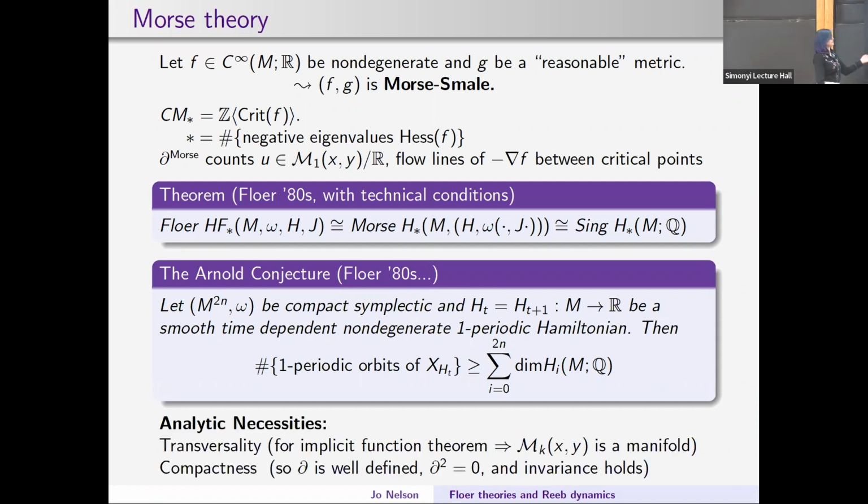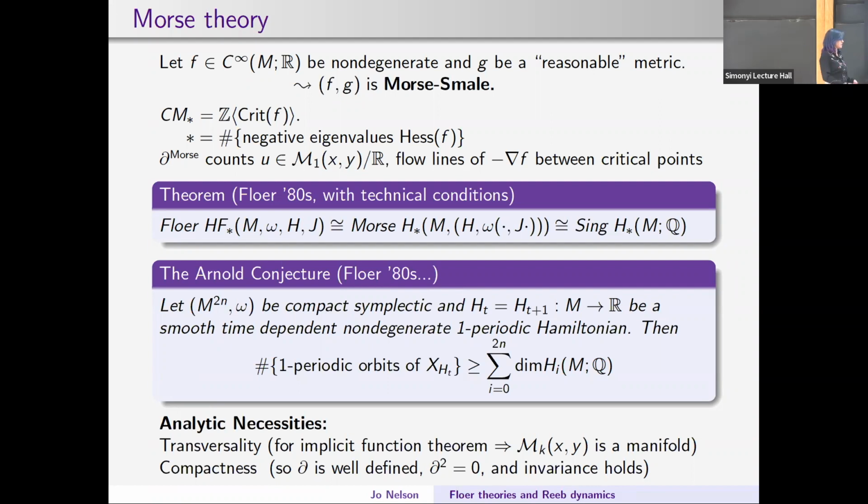And then the analytic ingredients that you need are transversality. So you want to do some kind of implicit function theorem, the Sard-Smale theorem, where you're looking at infinite dimensional Banach space bundles. And you want to say that this moduli space, which is given in terms of some zero section, is actually cut out transversely in a manifold or maybe an orbifold. And then you also need compactness, because you want to say that your zero manifold is compact, so your differential counts a finite number of things.